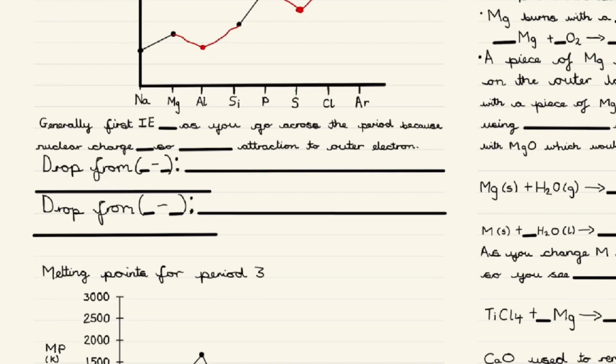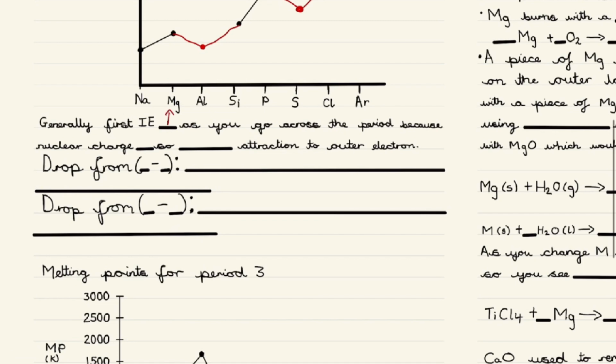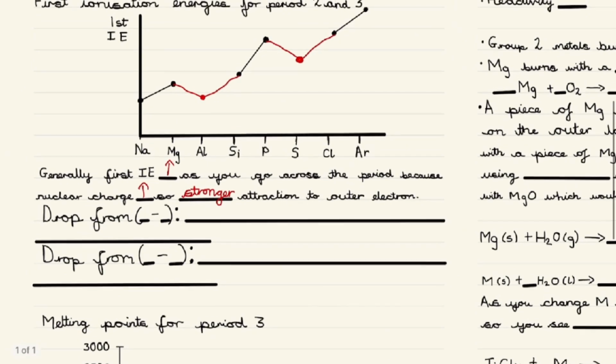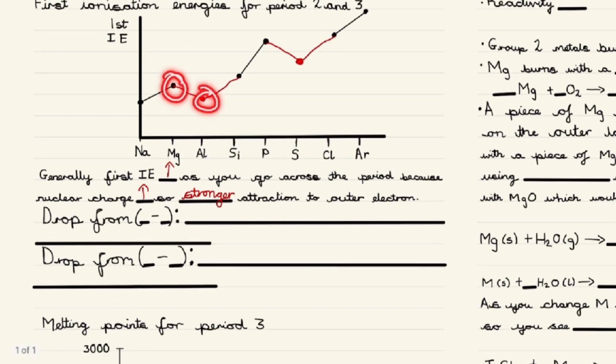Okay, so as we said, generally the first ionization energy increases as you go across the period, and this is because the nuclear charge increases. So there's a stronger attraction to the outer electron. Now, we did say there's a drop between the second and third group, and this is because you're removing from a higher energy level.